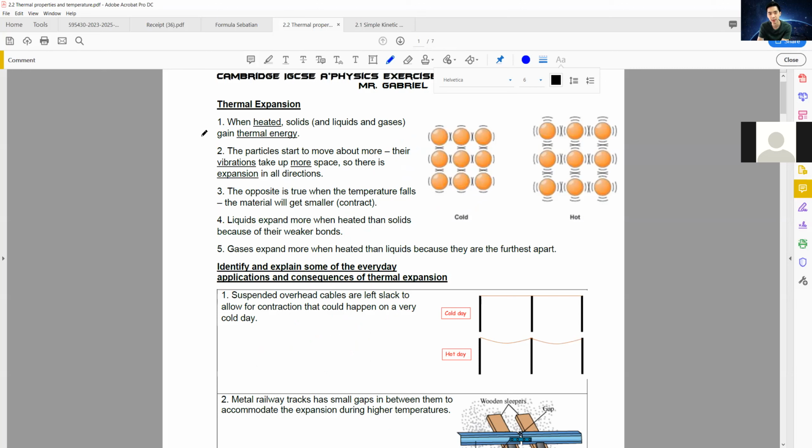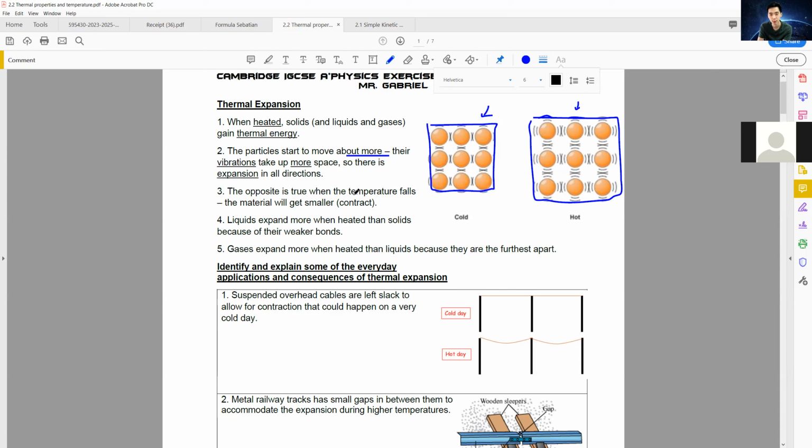If you look at the first statement here, when heated, solid, liquid, and gas gain thermal energy, and the particles start to move about more. Their vibration takes up more space, so there is expansion in all directions here. This is essentially cold, this is essentially hot. You'll see that the particles did not gain size. It's just that they vibrate in a larger space here. So it seems like there is expansion in all directions, guys.